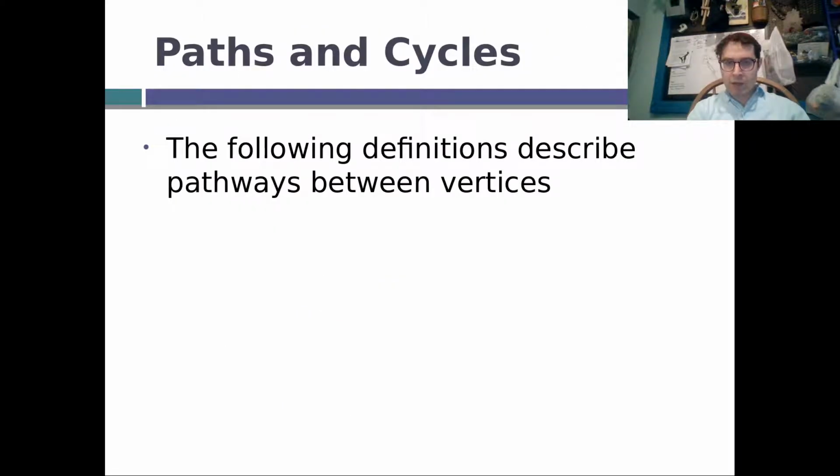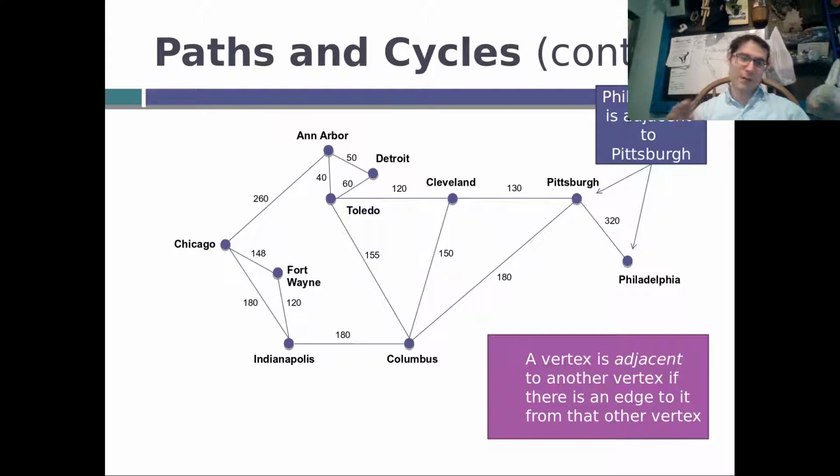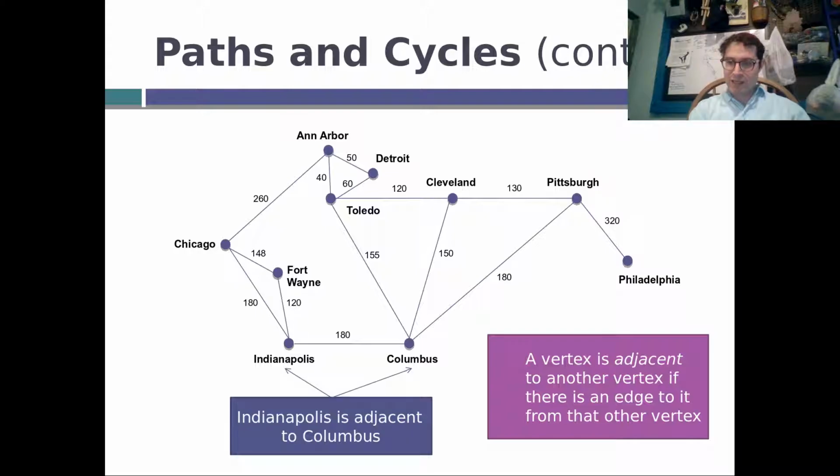So we're going to talk about pathways now, specifically between vertices. We mentioned paths. A vertex is adjacent to another vertex if there is an edge from it to the other one, right? So Philadelphia and Pittsburgh are adjacent. I mean, not really, they're 320 freaking miles between them. But on this graph, they're adjacent, right? The graph only models what it's given.